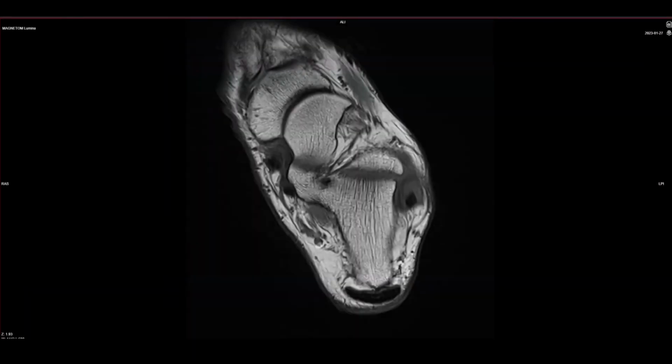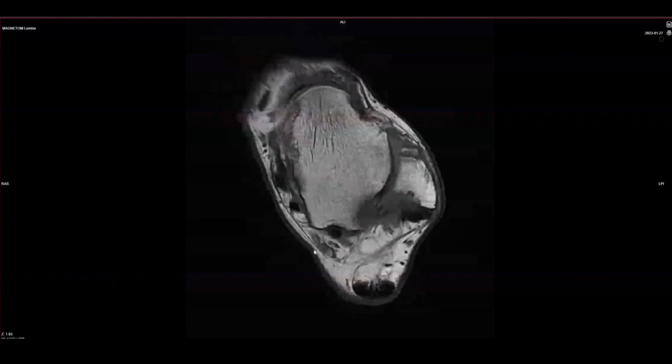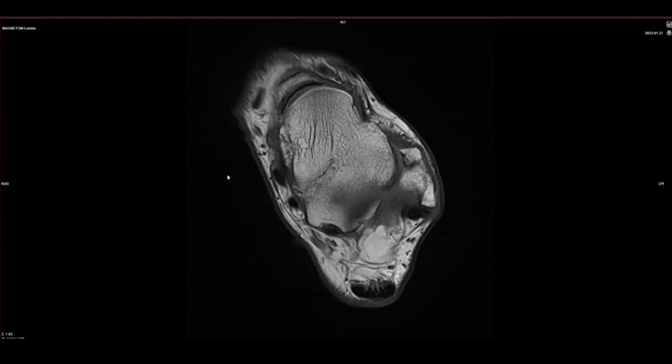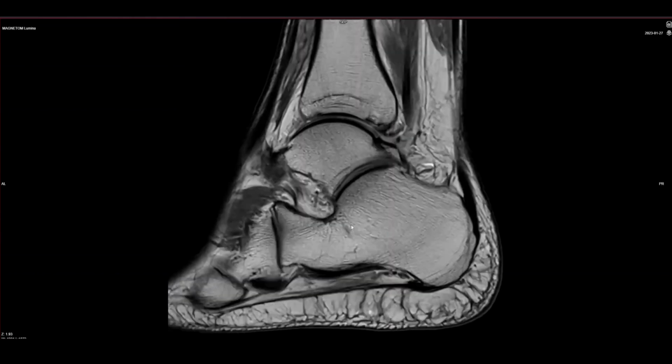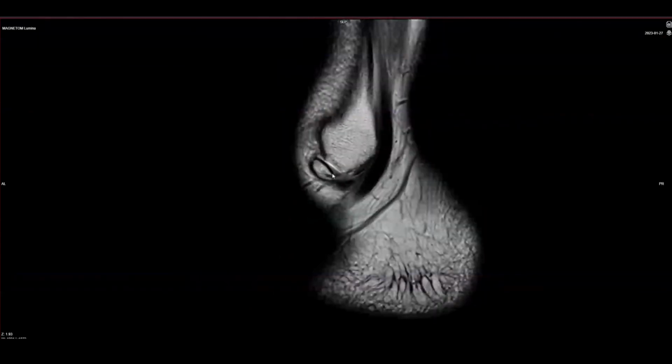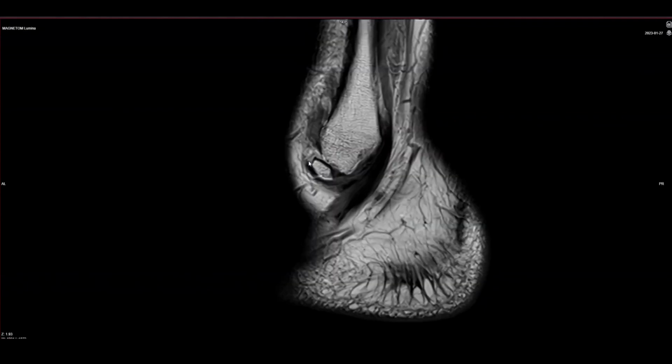So this is a nice case of a 62-year-old gentleman who comes in with anterolateral ankle pain. And what we can see is that there is this anterior to the distal fibula. When we look on the sagittal imaging, moving towards the lateral ankle, we can see that there's cortical bone. So this is consistent with an os fibulare.